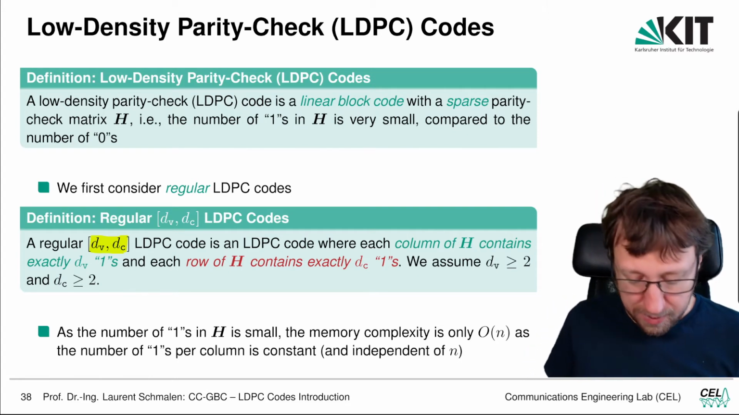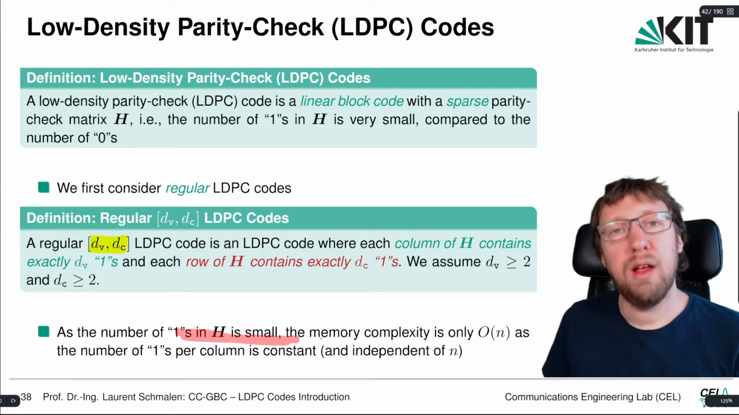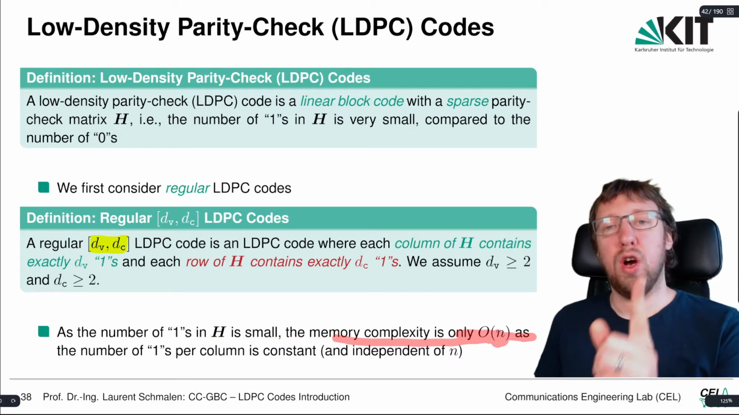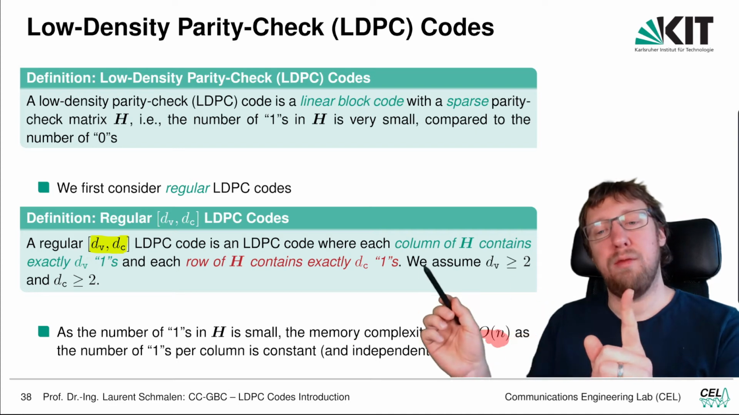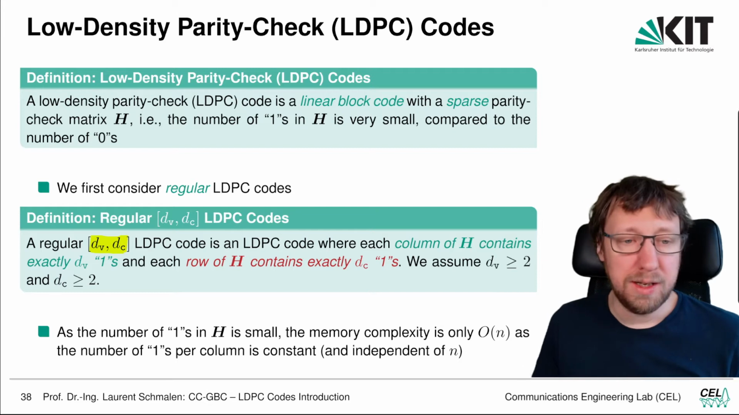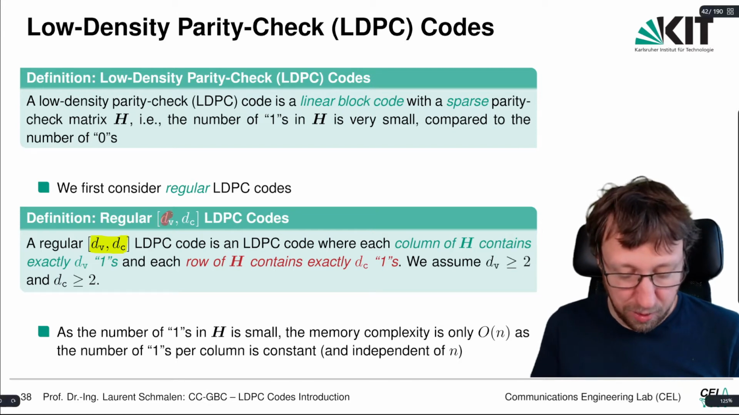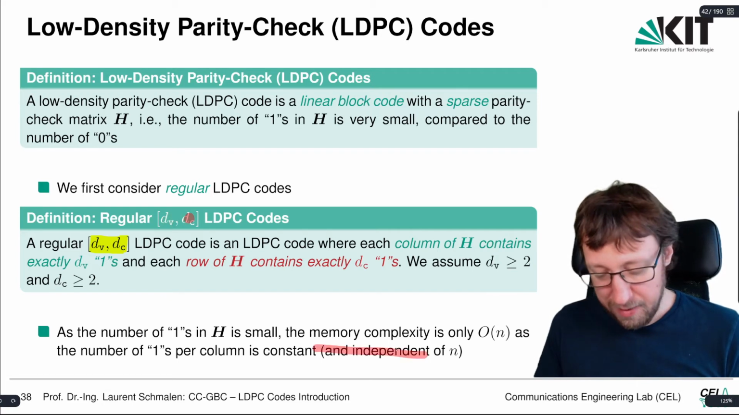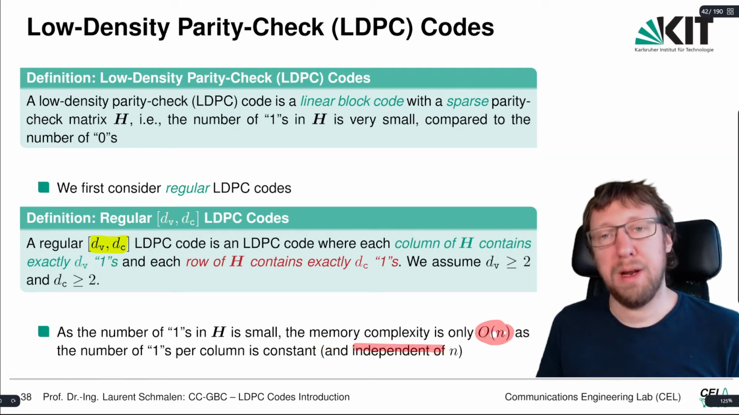Now, because the number of ones in H is small, the complexity of storing the parity check matrix is only O of n. For instance, for each row, you can store just the positions of the ones. And the number of ones is independent of n because it's a constant, dv and dc. So the memory complexity is only O of n.